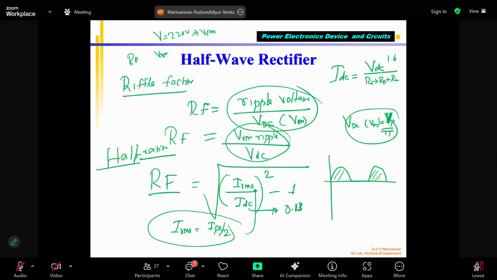Should be not 2. Should be root 2. I will check up. It should be root 2, if I am correct. Because many times we are calculating many things, so remember.